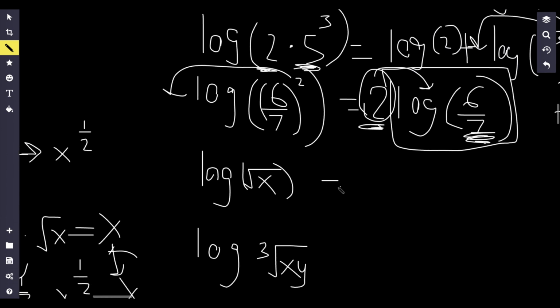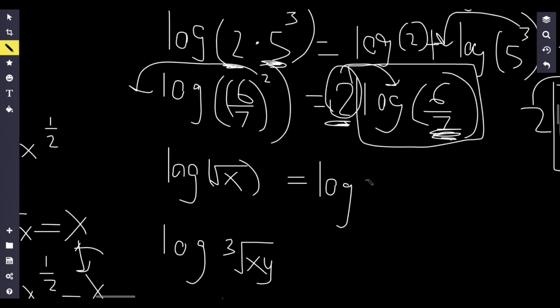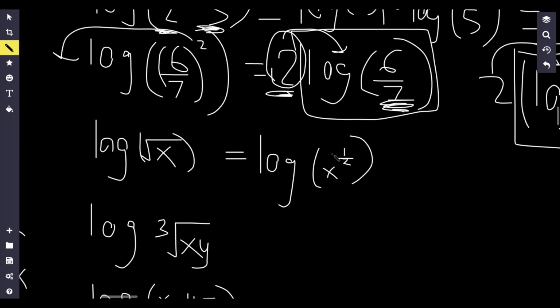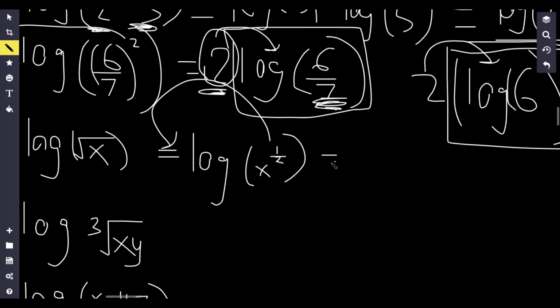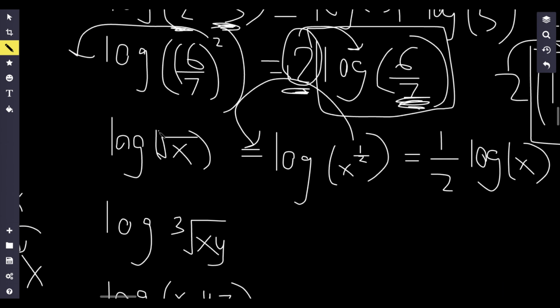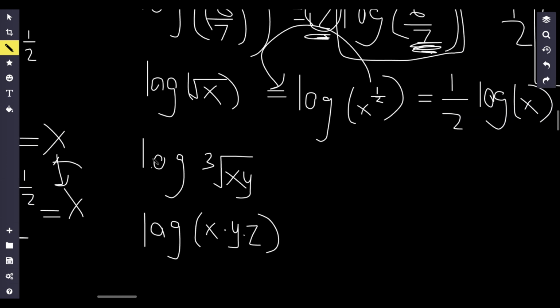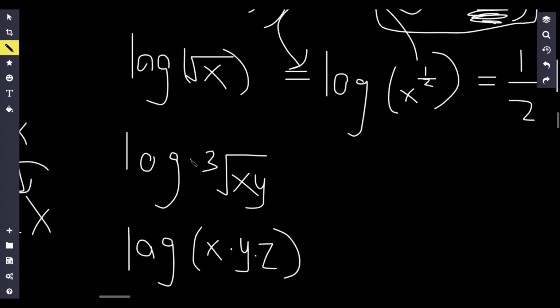So I can rewrite this as log base 10 of x to the 1/2 power. Now you might be wondering, why is this so important? Well, now we have an exponent, right? And we're able to drop down this exponent. So we get 1/2 log base 10 of x. So whenever you have a radical, you can always convert it into an exponent and make sure to drop that thing down. So next one, log base 10 of the cube root of x times y.